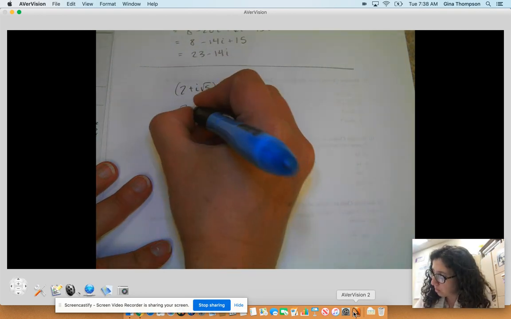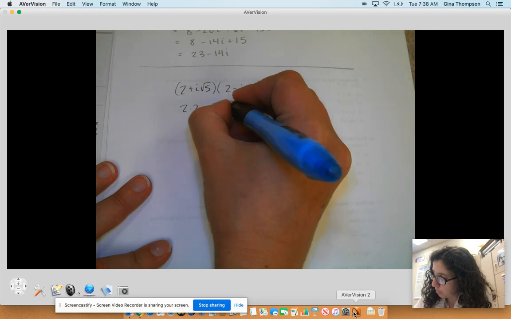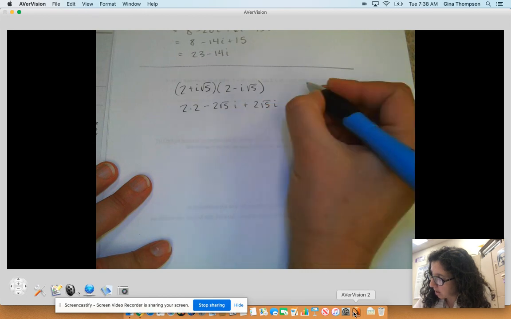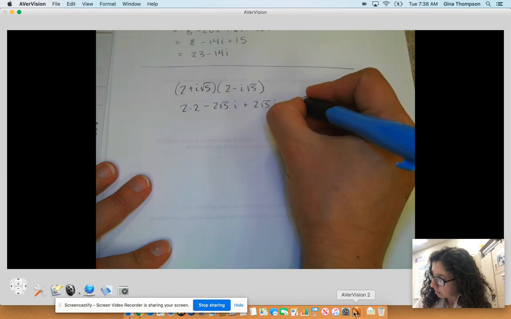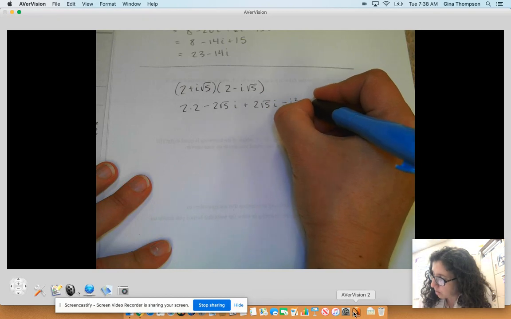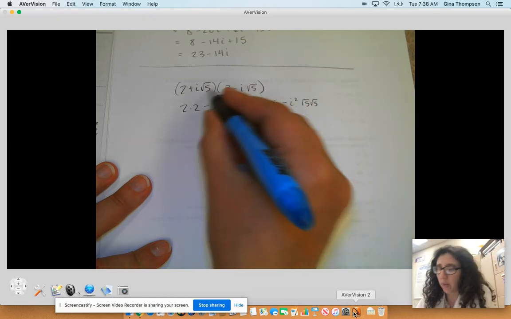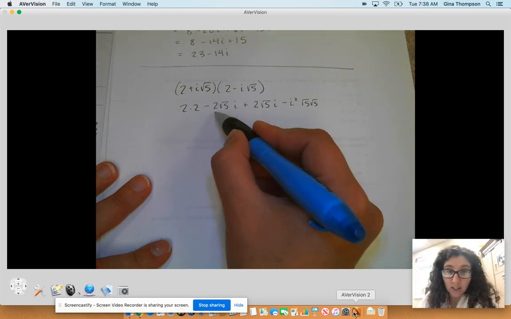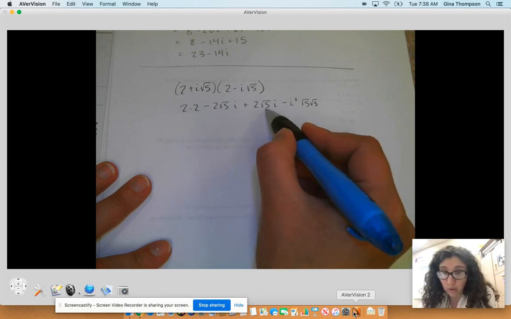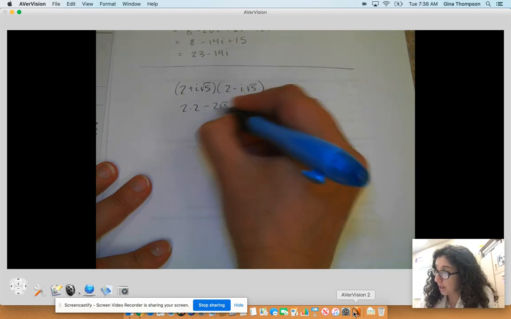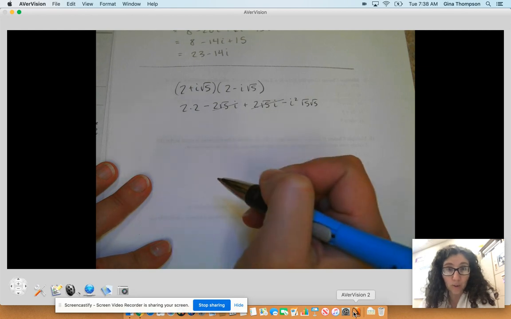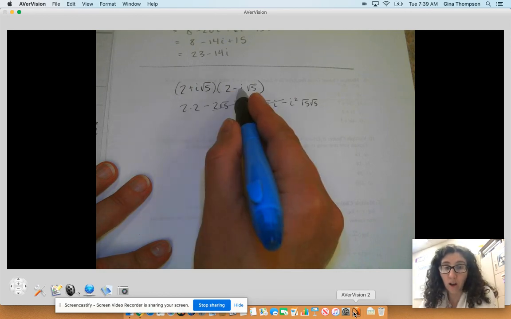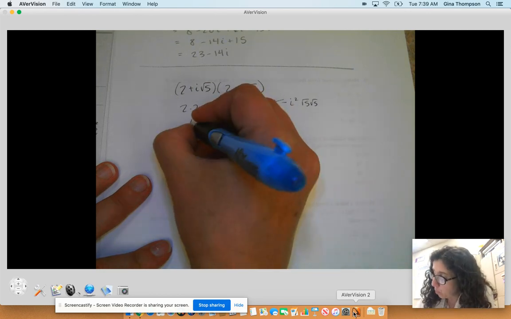2 times 2 is 4, minus 2 square root of 5 times i, plus 2 square root of 5 times i, minus i squared square root of 5 square root of 5, right? You could write that just as 5 if you wanted. Okay, let's simplify this. Hey, look, minus 2 square root of 5i plus 2 square root of 5i. That's handy. Those cancel out. Is that a coincidence? It is not. That always happens if you multiply a complex number by its complex conjugate. Okay, so now we get 4.